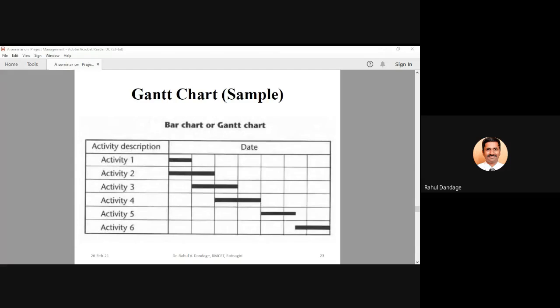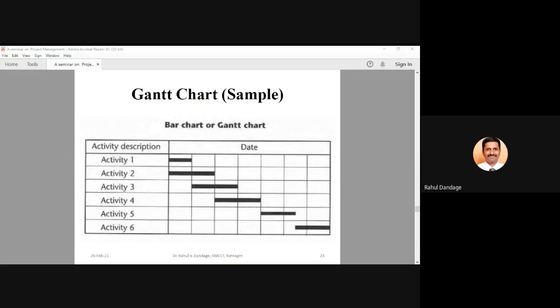Roughly, activity 5, individually it needs 1.5 weeks to carry out only activity 5. The duration is one column and one half column, meaning 1.5 weeks. Correct? And whenever that is finishing, then activity 6 is starting.